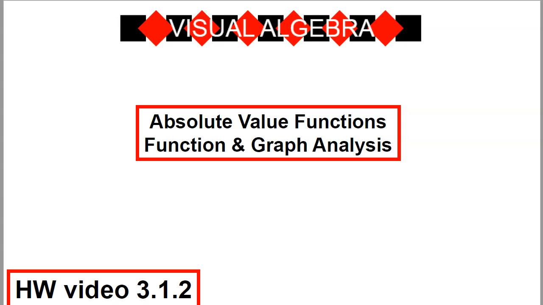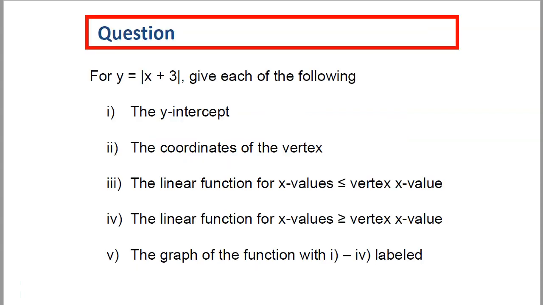In this video, we'll do a function and a graph analysis for an absolute value function. Our question is, for y equals the absolute value of x plus 3, give each of the following: the y-intercept, the coordinates of the vertex, the linear function for x values less than or equal to the vertex x value, and the linear function for the x values greater than or equal to the vertex x value, and the graph of the function with everything labeled.